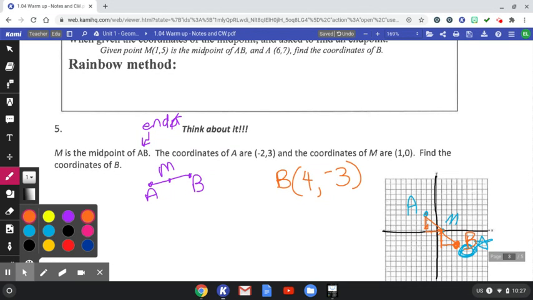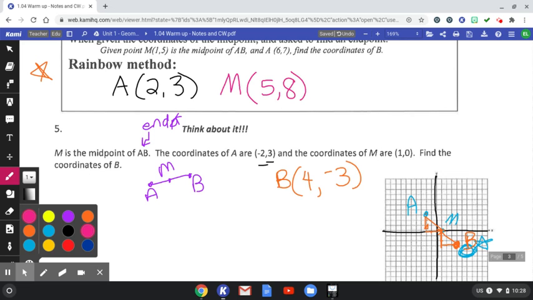Now, how I like to find that is what I call the rainbow method. So we always start with point A. Let's say that the ordered pair of A is 2, 3. I'm making up a new problem to help us out, not using the negatives here. Then point M they give you is 5, 8. We want to be finding point B, which we need those two values, the x value and the y value.